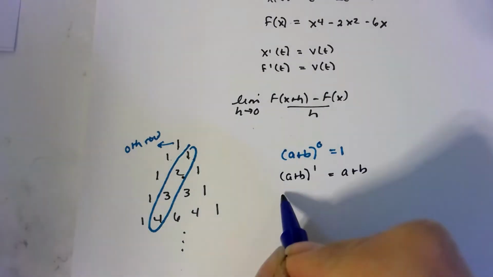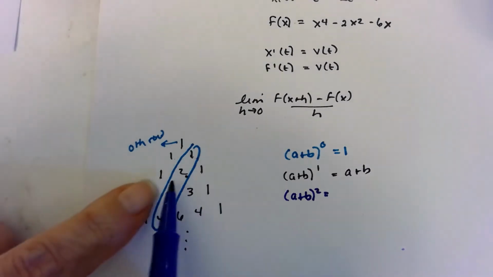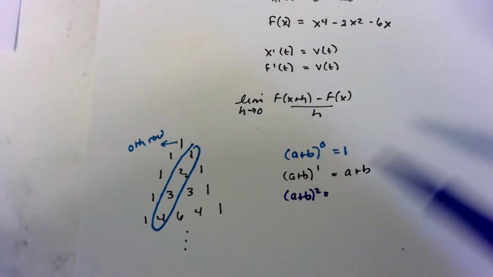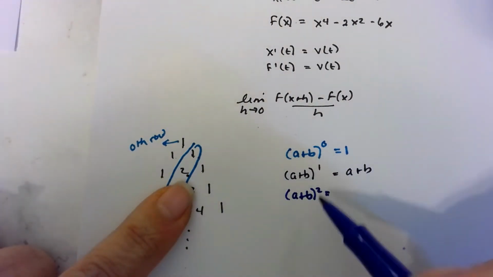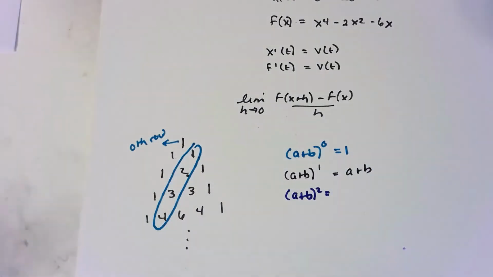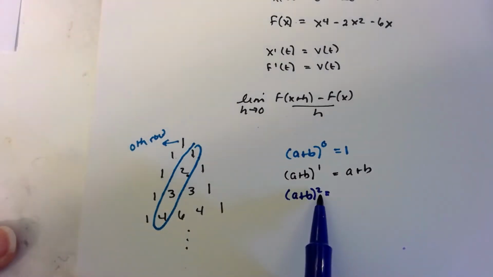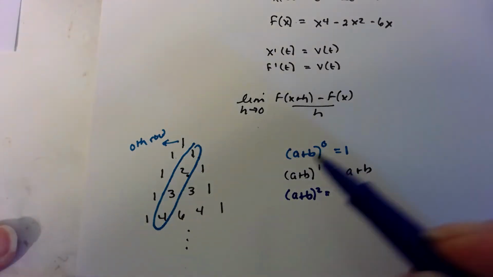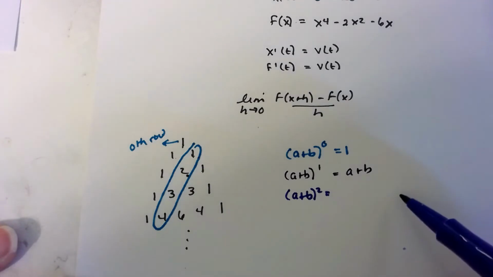A plus b squared, well, so it's a square, so the row number corresponds with the power, or the degree. So I'm looking at row 2, and here's how you do it too, by the way. You start out with the first term in your binomial to the highest power, and then as you go along, it's going to decrease in power, and the second term, you start with b to the 0, and then it's going to increase in power.